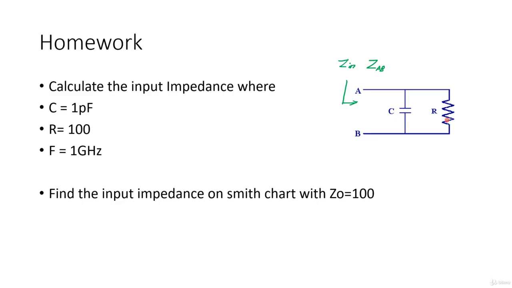After you calculate the input impedance, it's very simple. It's a parallel C and R, and you can find this. So we know that this is 1 over jCω, and this is R, so the impedance is going to be 1 over jCω in parallel with R. So we're going to calculate this impedance, and imagine that the Smith chart has a characteristic impedance, this time 100.